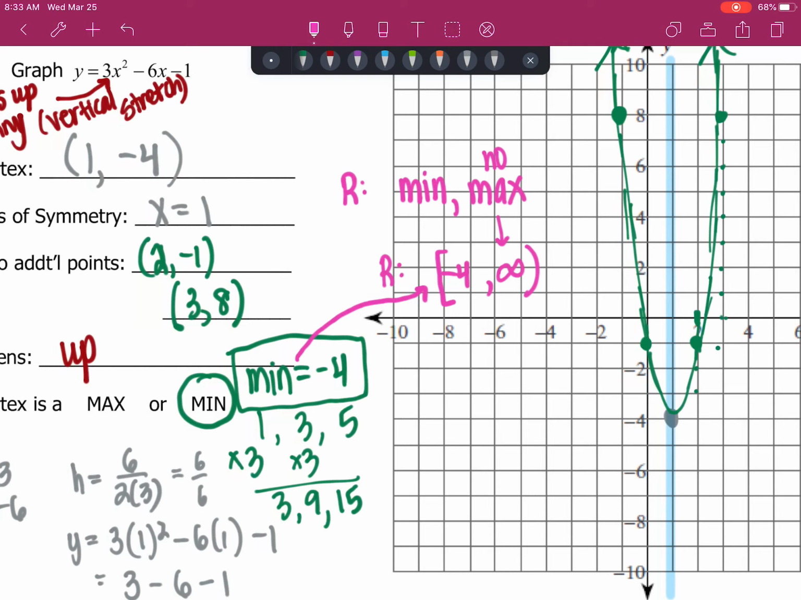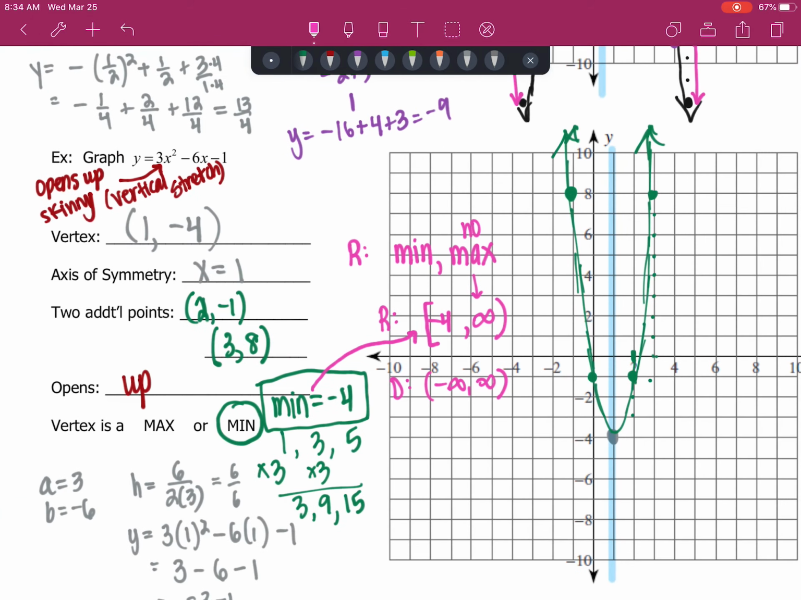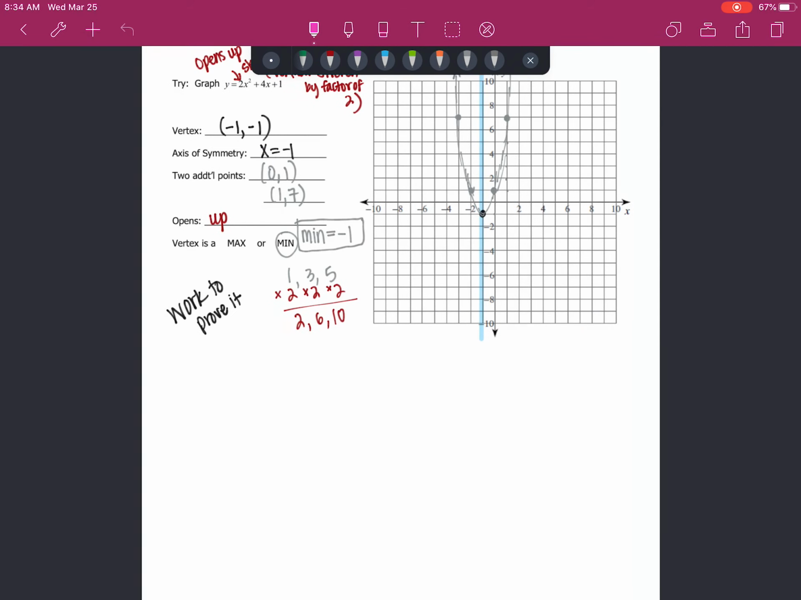And the minimum or the maximum value will always have the bracket. So if you have a minimum, you'll have a bracket to open with to begin with. If you have a maximum, then you'll end with your bracket. And the domain, I think you've caught on, is always negative infinity, positive infinity, because this graph will always go to the left forever, always go to the right forever.